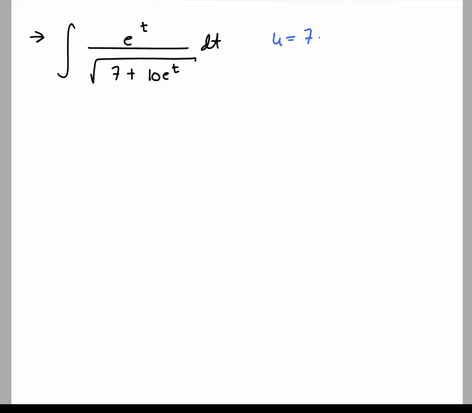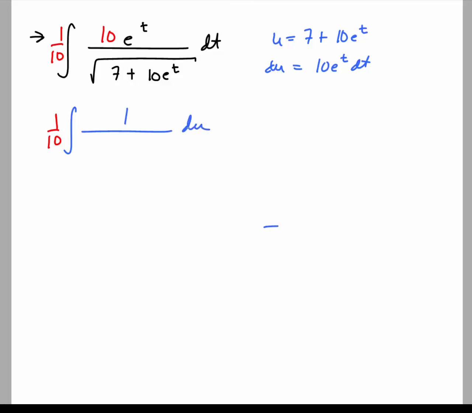So u would equal 7 plus 10 e to the t. Du is just going to be the derivative of 7, which is 0. The derivative of 10 e to the t is 10 e to the t times the derivative of t, which is 1 dt. So rewriting, you can see I need a 10 e to the t, so I multiply by a 10 on the inside, compensate with a 1/10 on the outside, and it looks like to me all of this becomes my du, and in my denominator I have u to the 1/2.